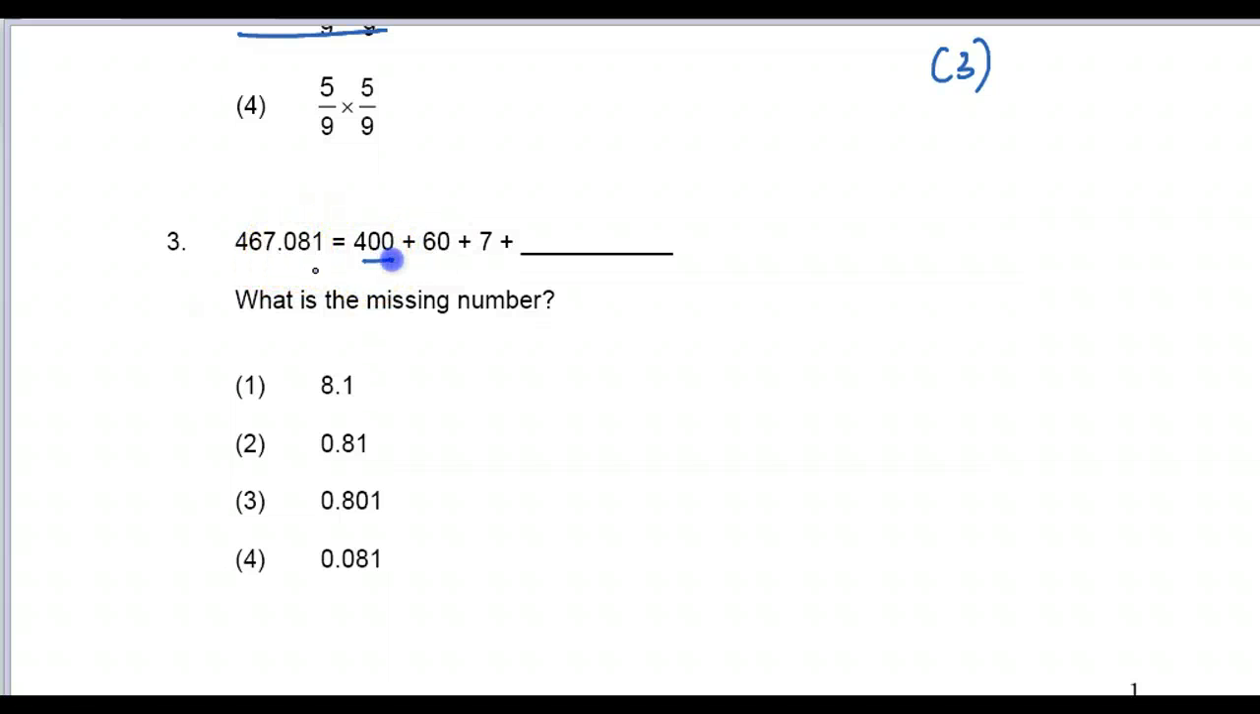467.081 is 400. 400 belongs to this digit 4. 60 belongs to the digit 6. 7 belongs to digit 7. So I'm left with 0.081. We know that 0.081 is actually 81 out of 1000 because there are 3 decimal places. Okay, so the answer is 0.081, which is option number 4.